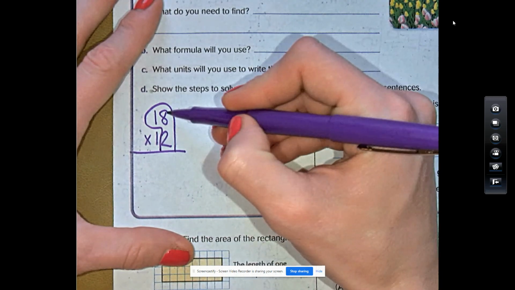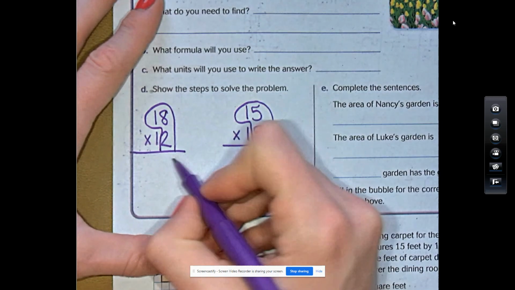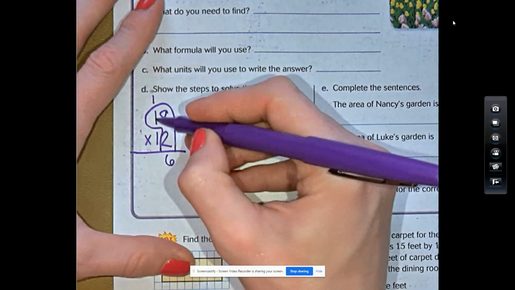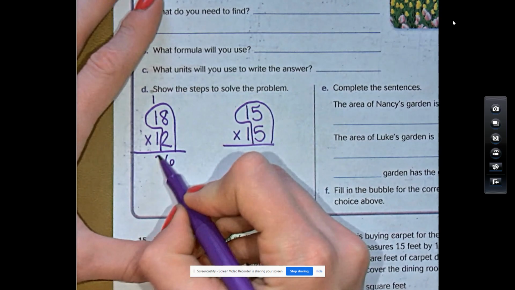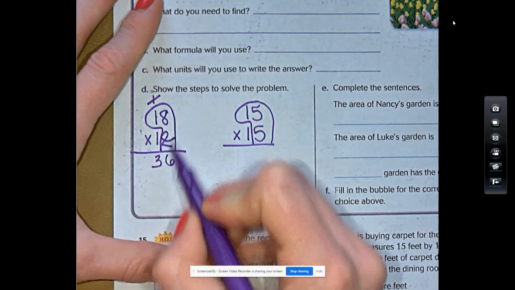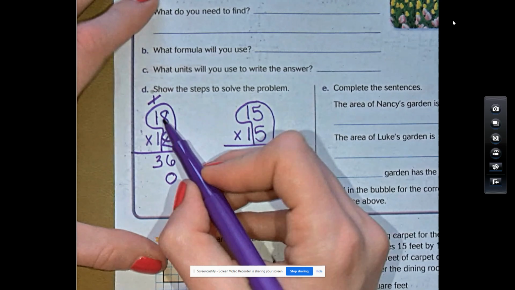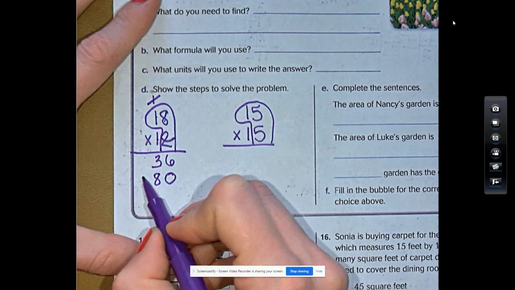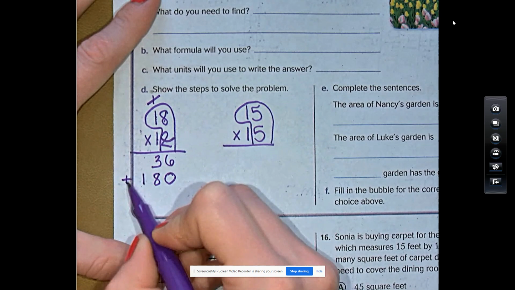Okay, 8 times 2 is 16. 6 stays, 1 goes up. 2 times 1 is 2, plus 1 more is 3. Cross off carried numbers, draw a collar, lay an egg. 8 times 1 is 8. 1 times 1 is 1.